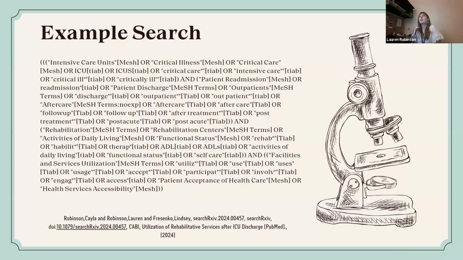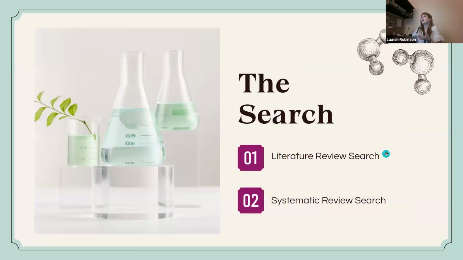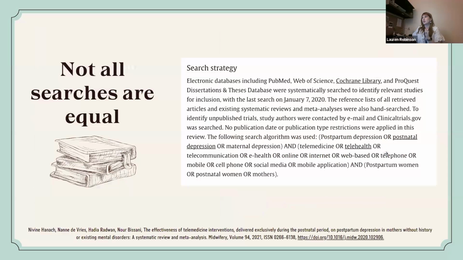I also want to talk a little bit about searches. So here is an example of a search that we have done. You can see these are really comprehensive. We're using title abstract, we're using subject headings. This is one that we have done and actually published into Search Archive, which is the data repository for systematic reviews. Just kind of want to show you what one of those may look like. And then we're going to do some examples here too.